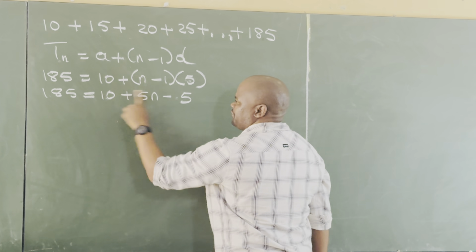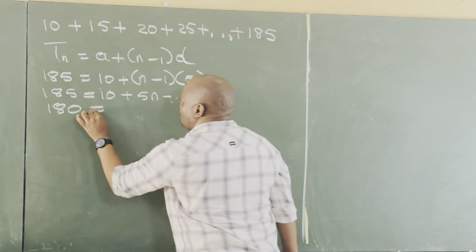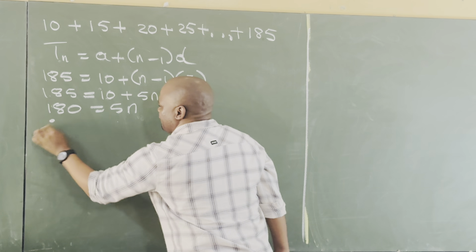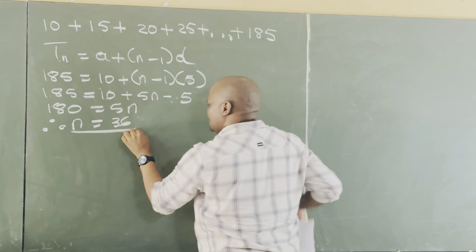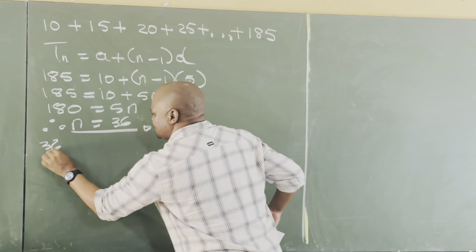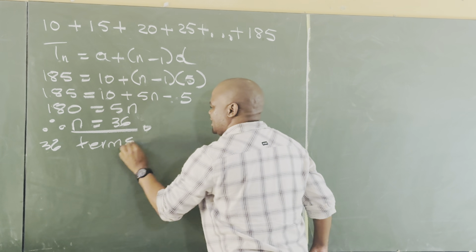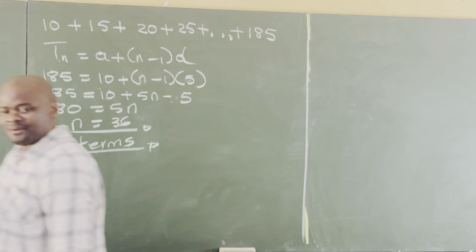Then this 5 to the other side, we are going to have 180 is equal to 5n. Then therefore n is equal to 36. We haven't answered the question. How many terms? So there are 36 terms. 36 terms. Okay. Yes, question.